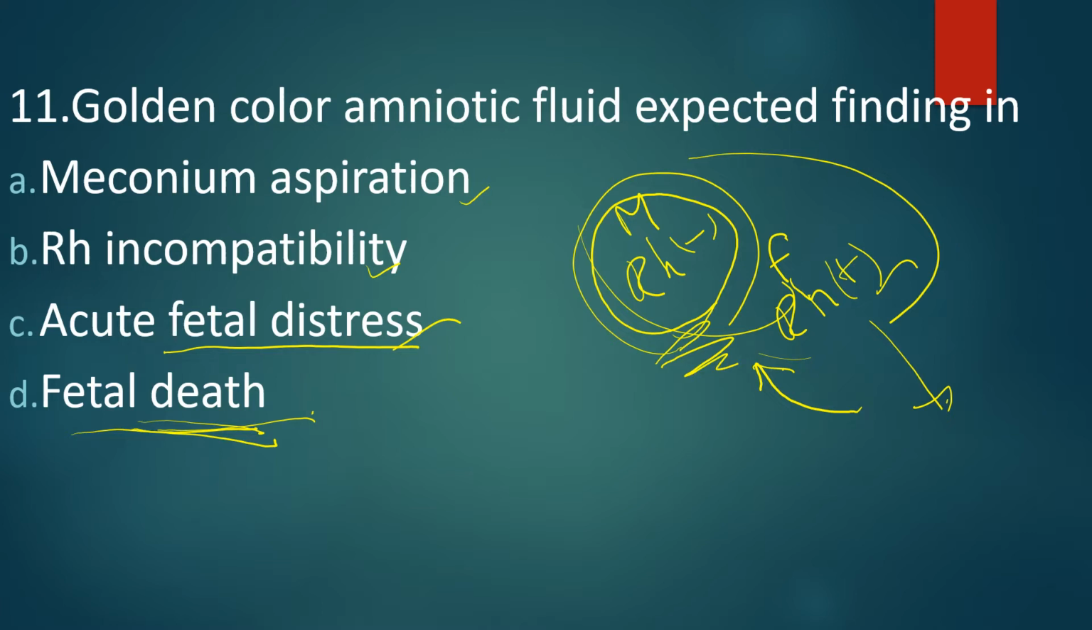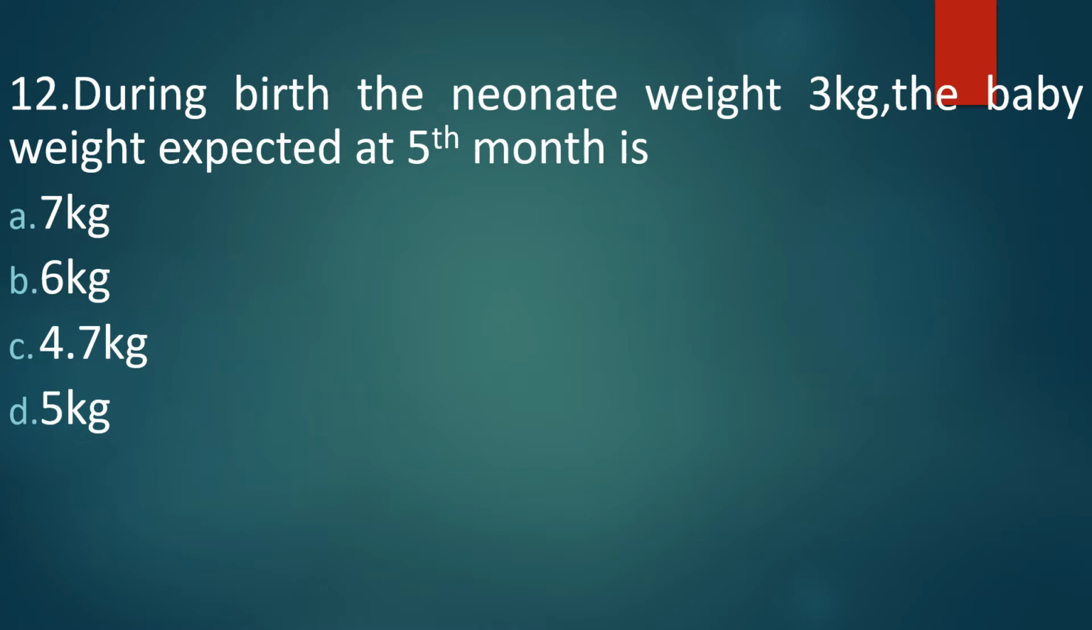So you might have guessed the right option. The golden color amniotic fluid is an expected finding in option B, RH incompatibility, because when the RBCs are destroyed, you can see the golden color amniotic fluid change. Next, we shall move on to the next question.